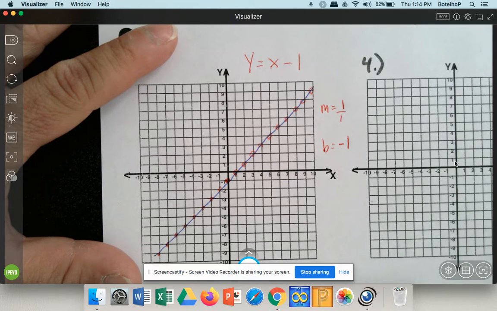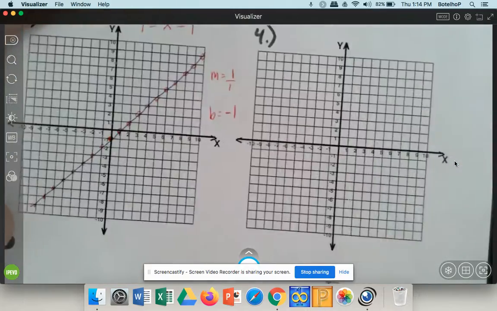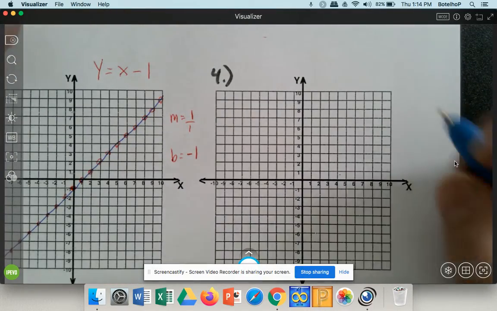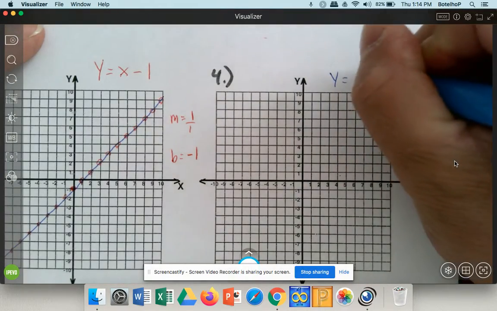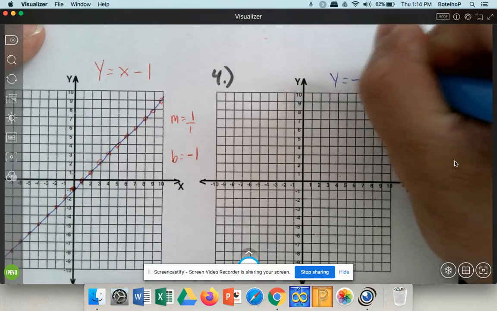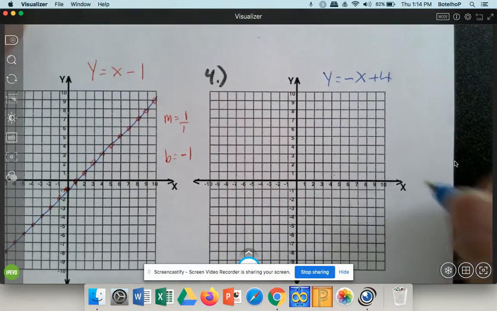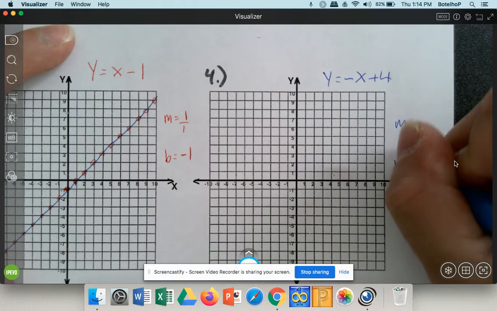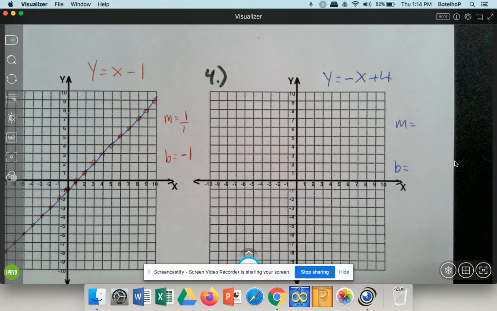Next one, see what you can do. Let's do one similar, actually. Let's see if you can do something like this: y equals -x plus 4. So m, b, go ahead and graph and pause the video.